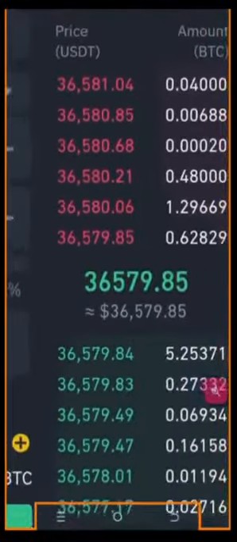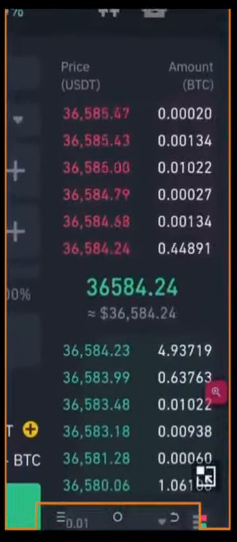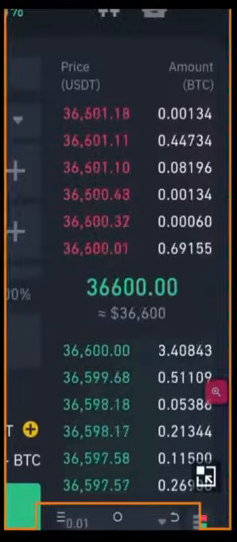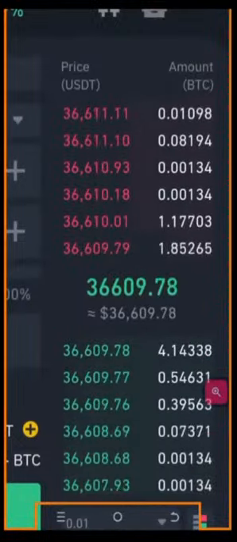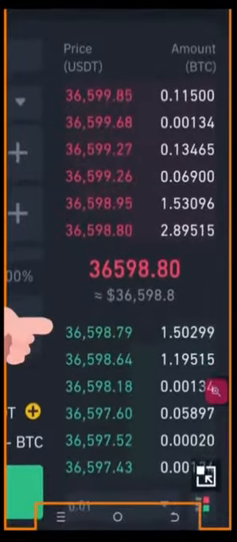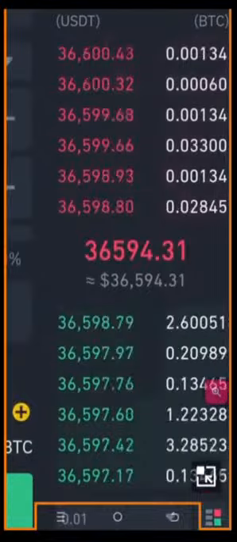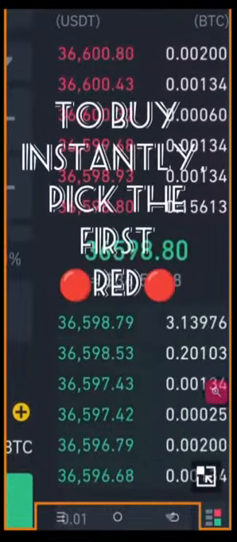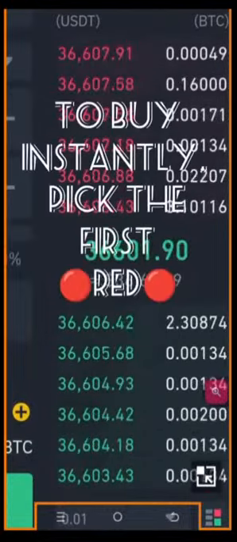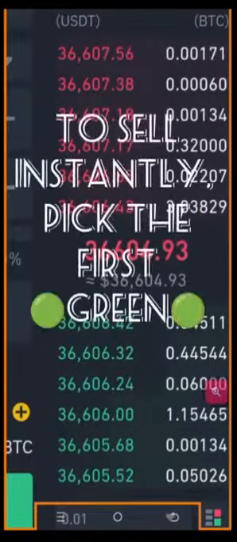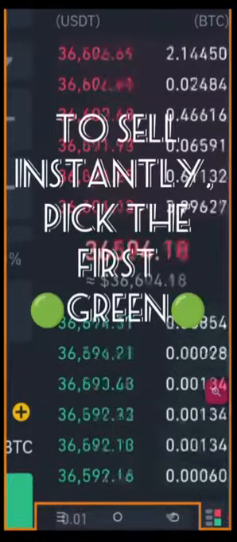Now if you want to sell, and you're looking at it and you're sitting in the queue and you want to sell immediately, you've got to choose the first green, this one that says 36598. That is the first green. So remember, if you want to buy, you pick the first red. That's going to be a slightly higher price, and you must do all the simulations to be sure you're going to make money. To sell immediately and instantly, you need to pick the first green.